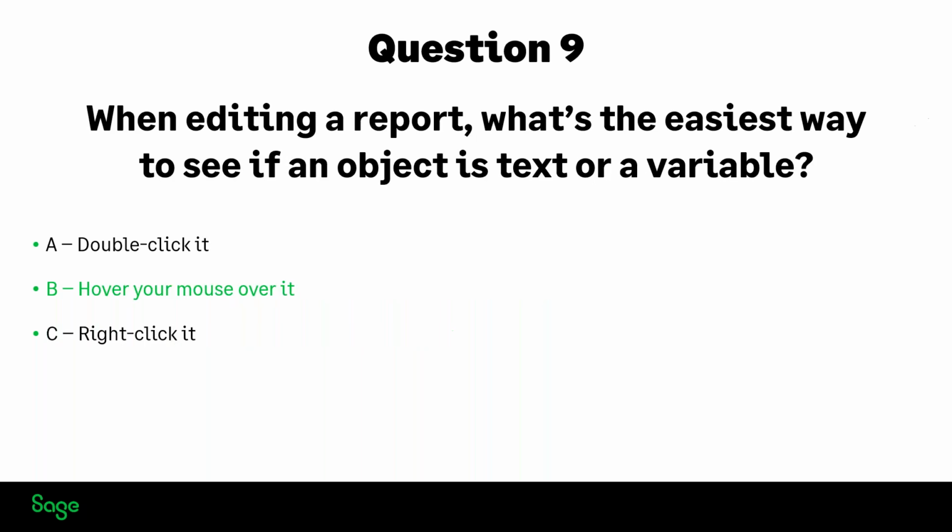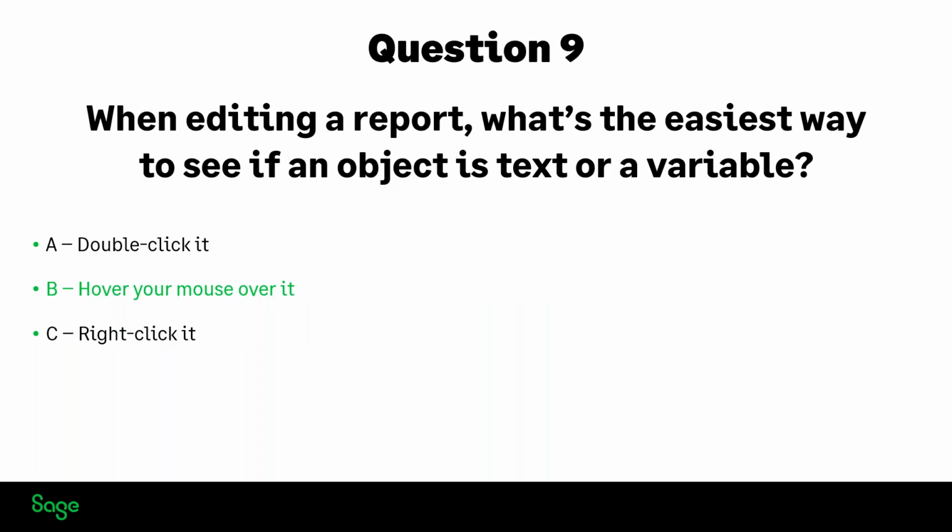So question 9, when editing a report, what's the easiest way to see if an object is text or a variable? Easiest way, and we mentioned this on quite a few of the webinars, literally hover your mouse over it. Remember, if it's text, you'll get that sort of highlight box, normally appears like a yellow gold color. If it's a variable or an expression as well, you'll get that floating box pop up. So if it's a variable, it'll say variable, and then it'll say the table and then variable name. So easiest option, hover your mouse over it.